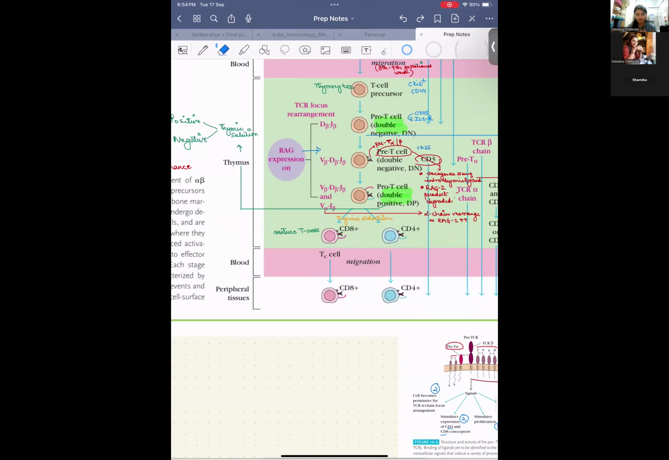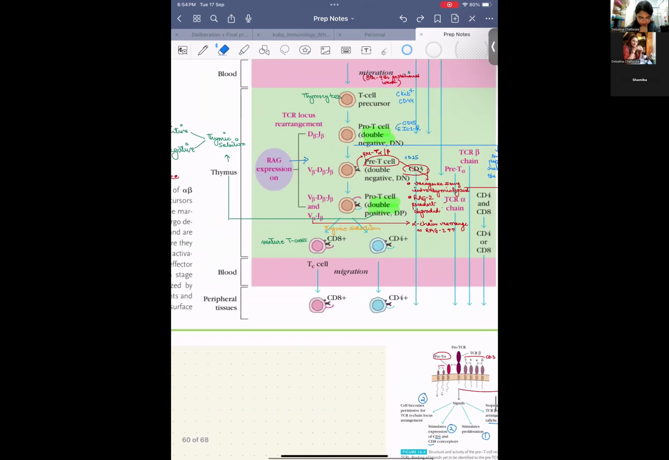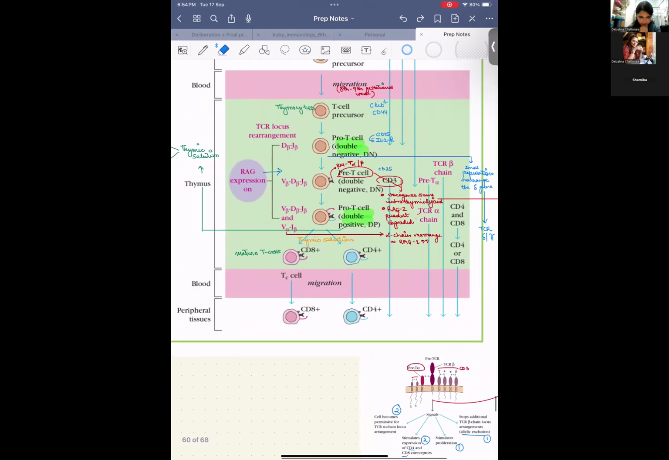Okay, ma'am. And ma'am, in the T cell, prior to the pro T cell, it is written V beta, D beta, and J beta. So it is present in the earlier phase of the pro T cell. And when it matured or became double positive, then it has V alpha and J alpha, right?